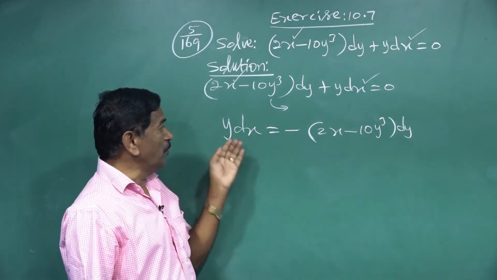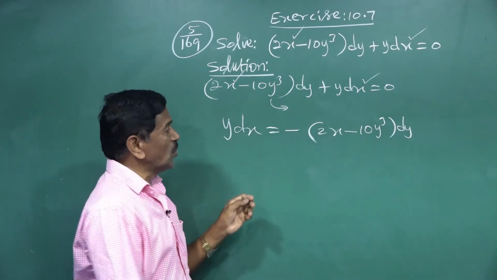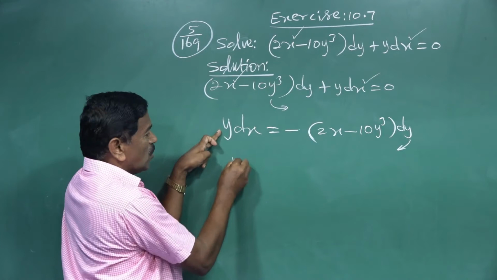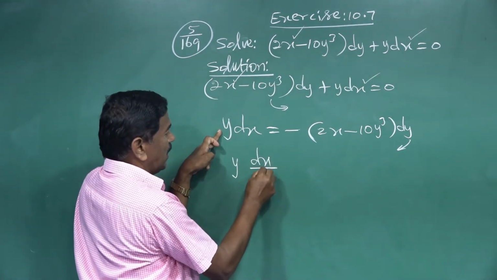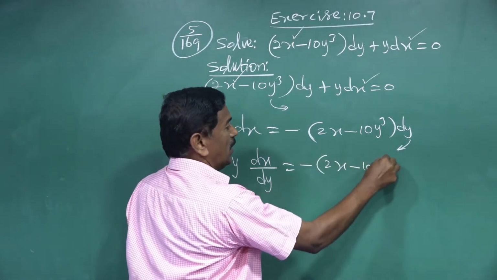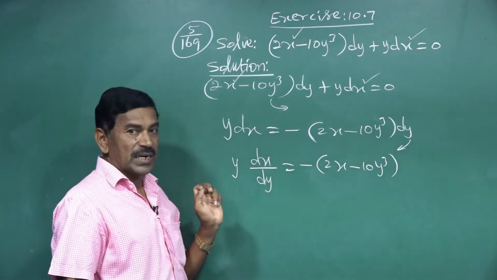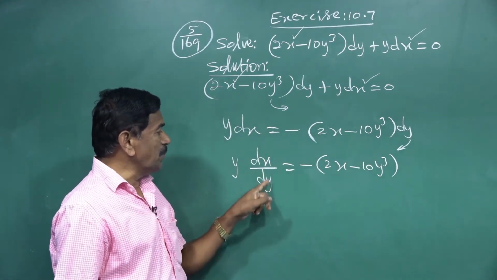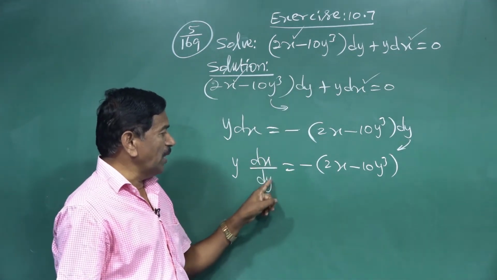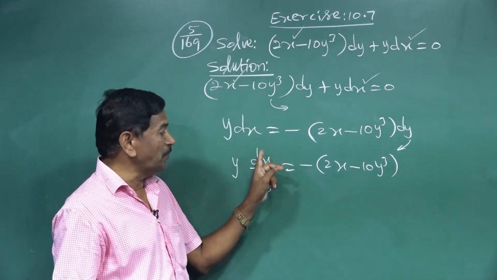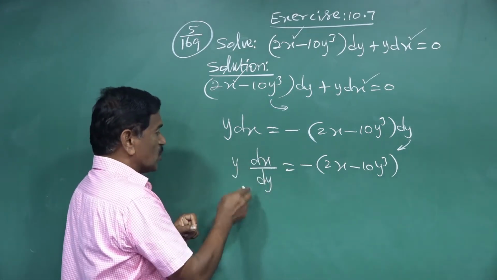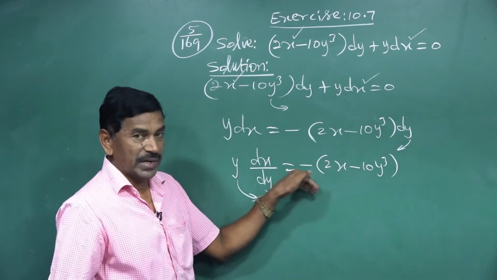Again, we want to make the form dx by dy, so this dy comes to the left side. Already y is there. So y into dx by dy is equal to minus of (2x minus 10y cube). Dx by dy is ready, but we need the form dx by dy plus Px is equal to Q, so I want the dx by dy coefficient to be 1. So this y goes to the right, becoming divided by y.